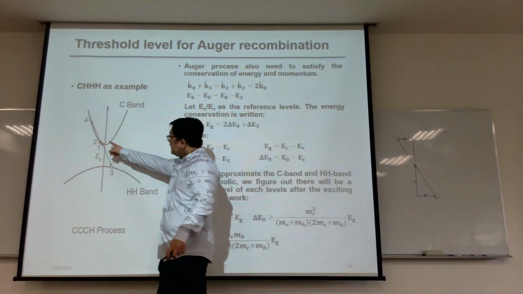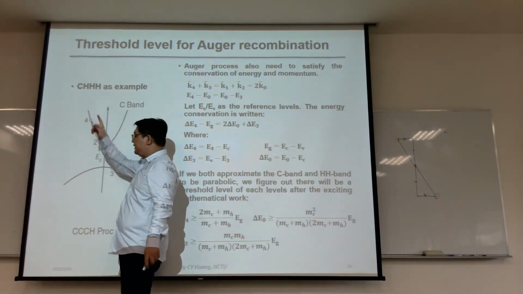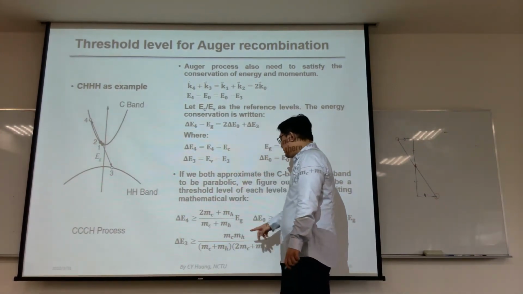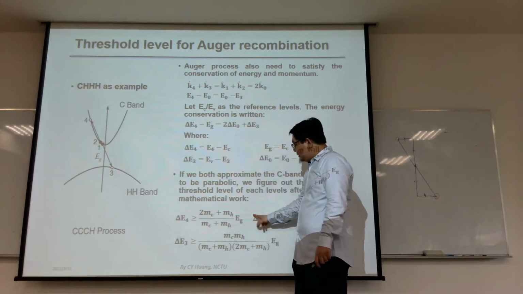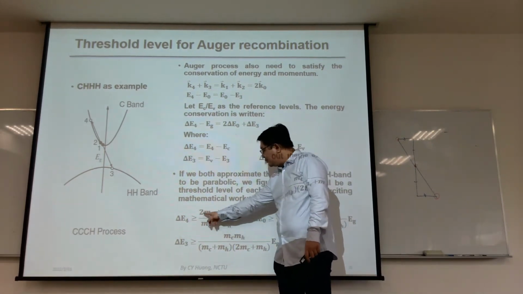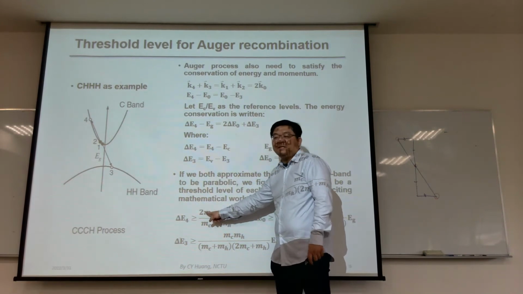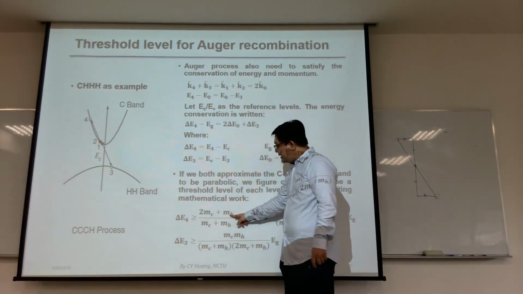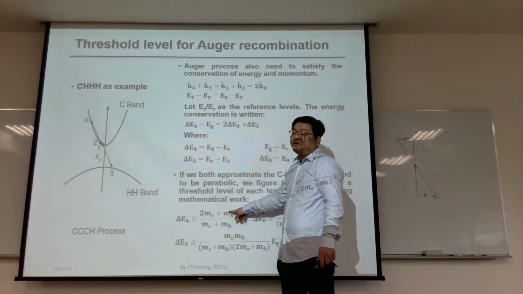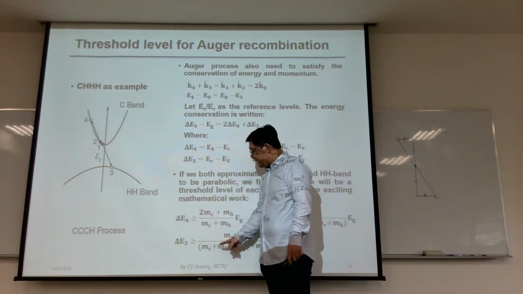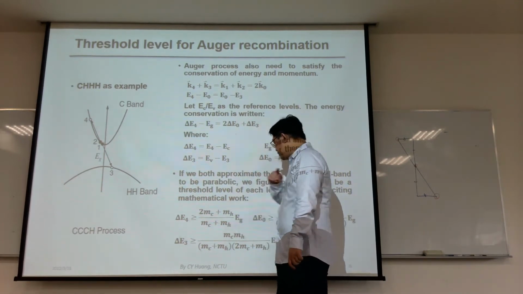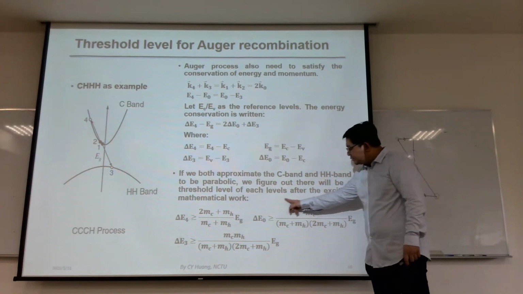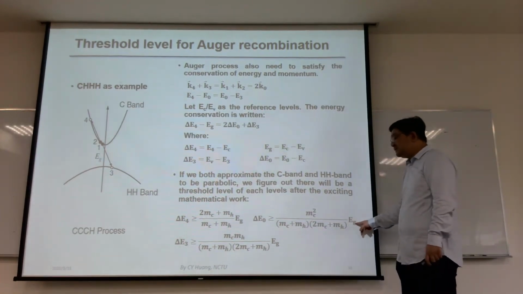And how high the E4 is, the E4 must be larger than this value. Here 2mc, where mc is the effective mass of the conduction band, or the electron, and mh is the effective mass of the heavy hole, divided by mc plus mh. And the E0 is also equal to this number times the band gap.